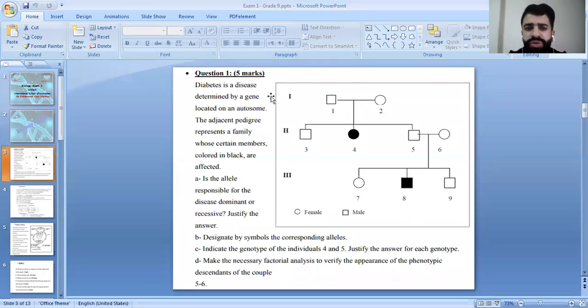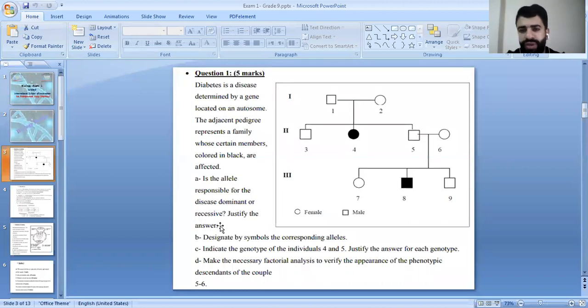Diabetes is a disease determined by a gene located on an autosome. Autosomes are chromosome number 1 to chromosome number 22. They are not related to the sex chromosomes. The adjacent pedigree represents a family whose certain members, colored in black, like the case of 4 and 8, are affected by this disease. Which disease? Diabetes. Is the allele responsible for the disease dominant or recessive? Justify your answer.